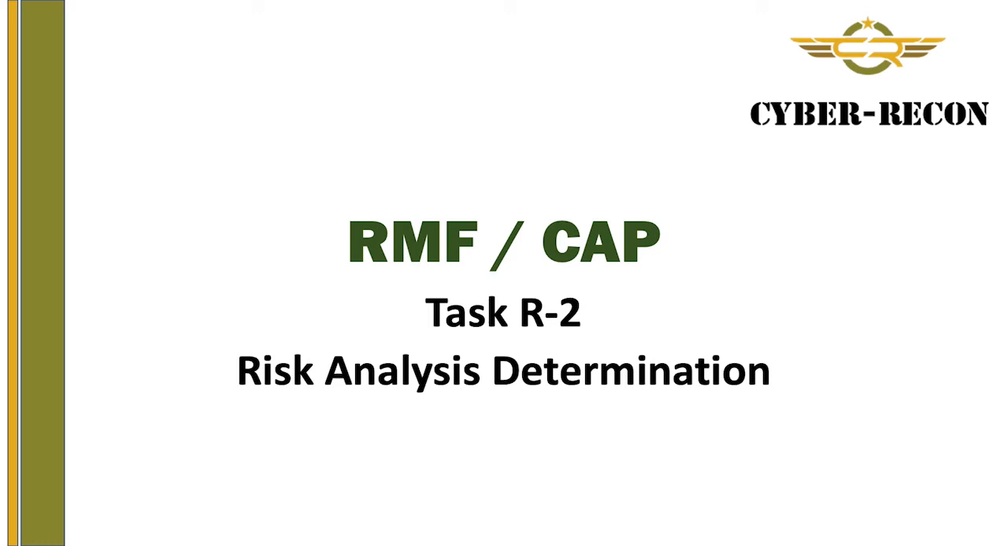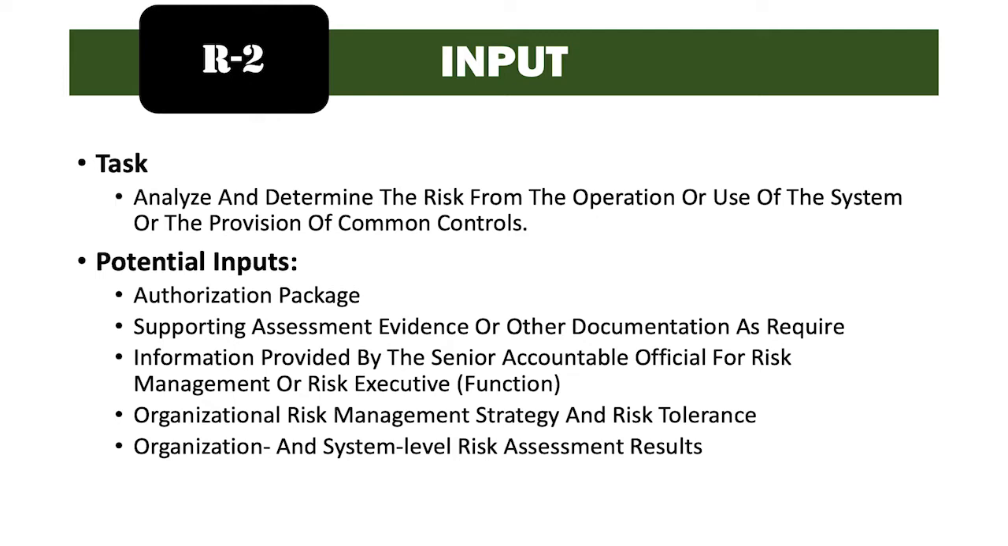All right, in this module, we'll talk about task R2, risk analysis determination. So in this task, we analyze and determine the risk from the operation or use of the system or the provision of the common controls. Inputs to this task include the authorization package, supporting assessment evidence or other documentation as required, information provided by the senior accountable official for risk management or the risk executive function, organizational risk management strategy and risk tolerance, and finally, organization and system level risk assessment results.